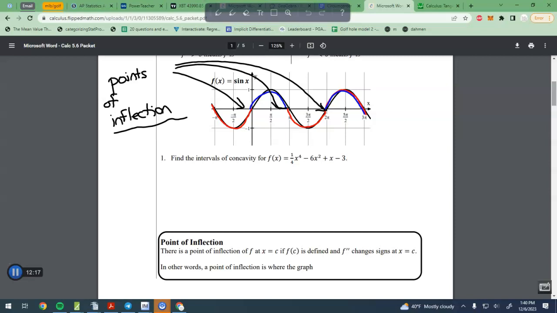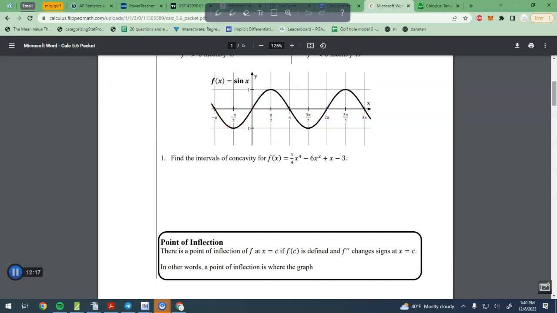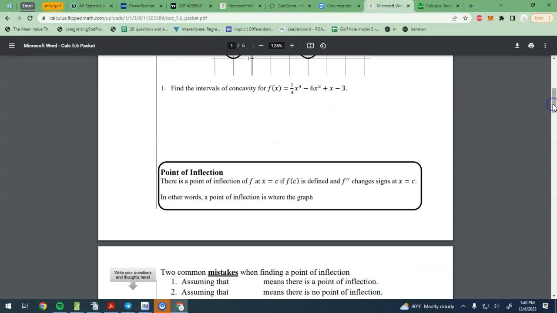Okay. Find the intervals of concavity. So this is the same process you were doing for increasing and decreasing. You're just doing it at the second derivative level instead of the first derivative level. So the process is going to look super familiar.